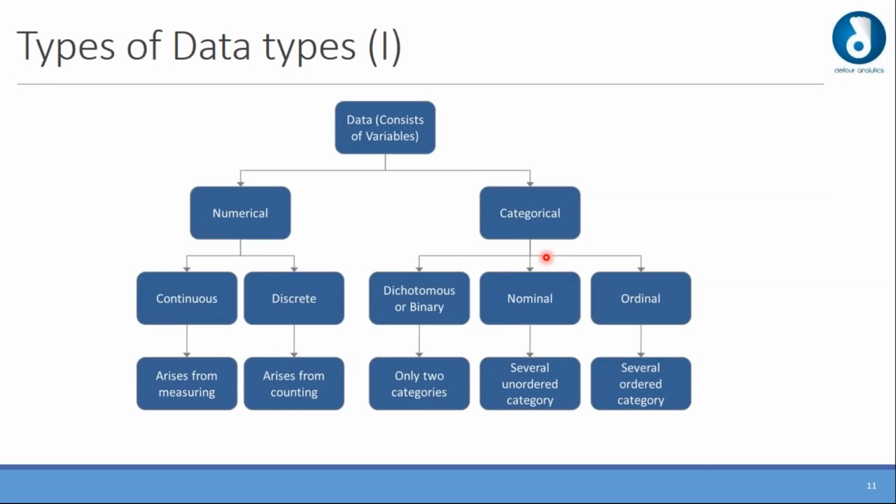Let's move to the categorical data. The first type is dichotomous or binary data. That is, it will only take two values: yes, no, 0, 1, true, false.